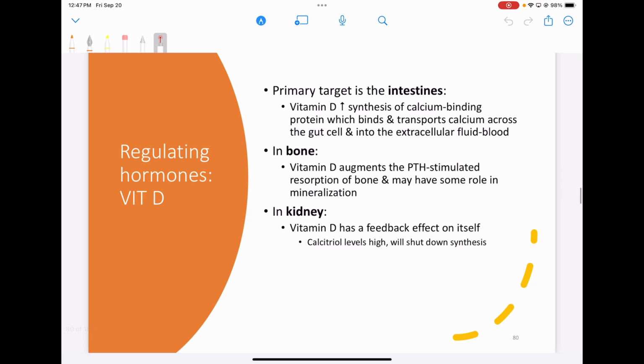Regulating vitamin D, the primary target is the intestines. Again, it's going to stimulate more absorption of calcium. So vitamin D just tells the intestines to absorb more calcium. In the bone, vitamin D augments PTH-stimulated resorption of the bone, and may have some role in mineralization. In the kidney, obviously, it'll have a feedback on itself. When vitamin D levels are in the appropriate range, we don't need to make any more, and we're okay.